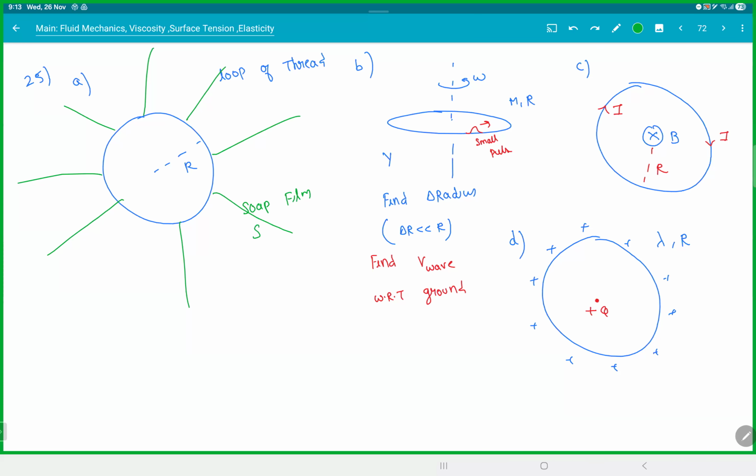If you take a ring and if you rotate with omega, it generates a tension. Find the tension in the ring. On that, then find the change in radius of that ring. And if you generate a small pulse, there'll be a wave which is going on that ring. Find the wave speed of the ring. So, literally, you can play around in 6 chapters.